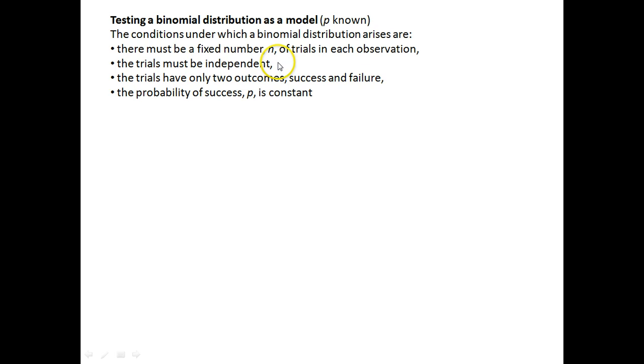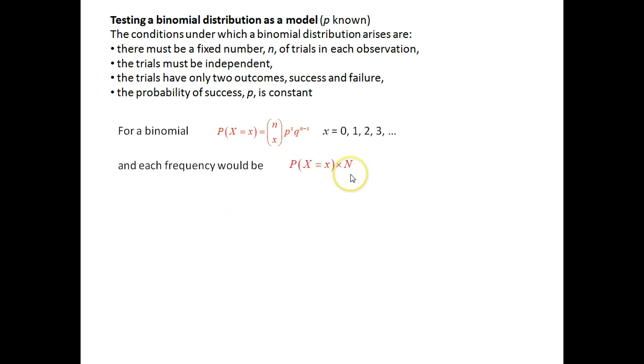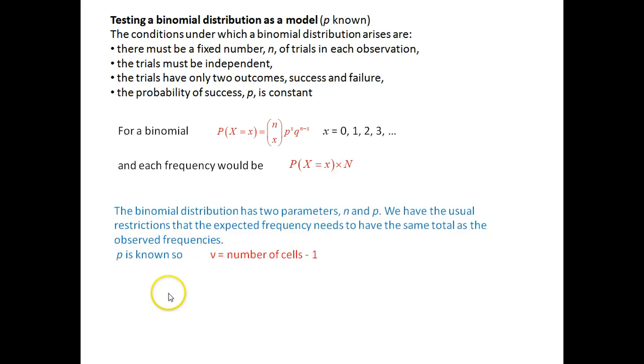There must be a fixed number of trials in each observation. The trials must be independent. The trials must have only 2 outcomes, success or failure, and the probability of success is constant. So binomial model next. The expected value would be the probability for a binomial model, and then multiply by the number of trials. The binomial distribution has 2 parameters, n and p.